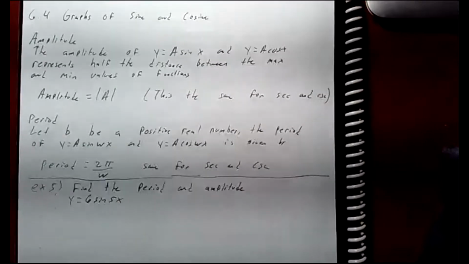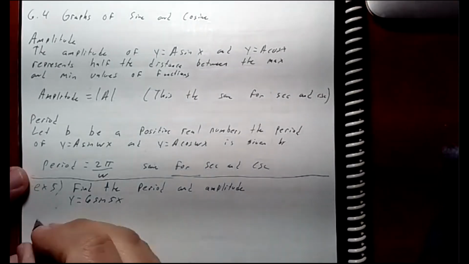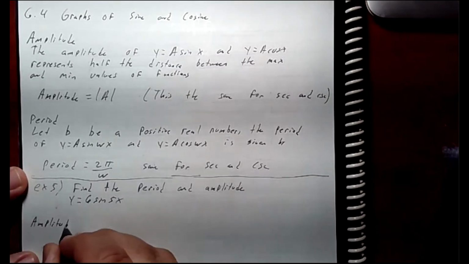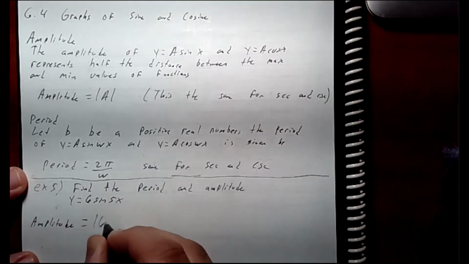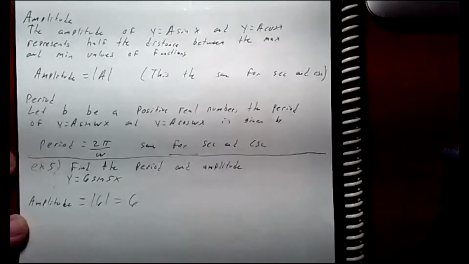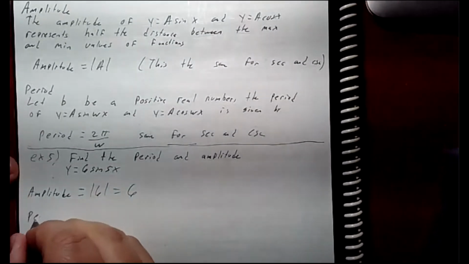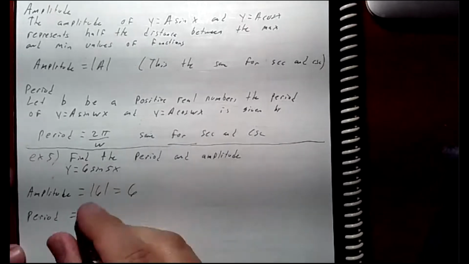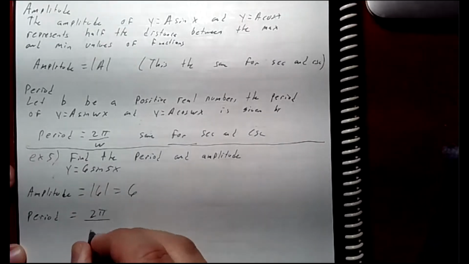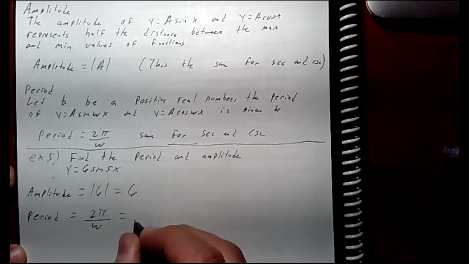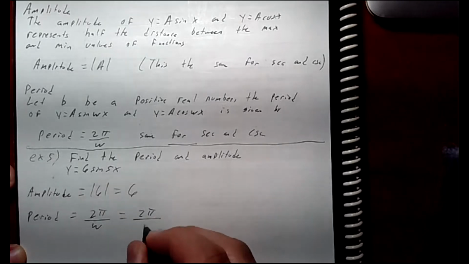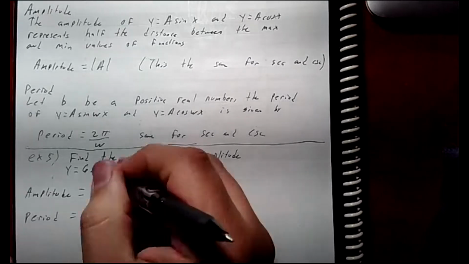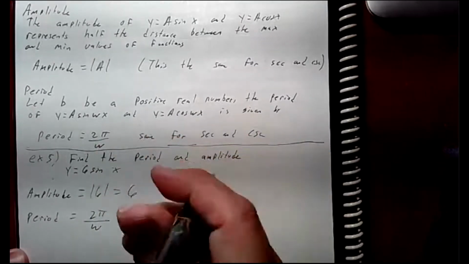So the amplitude is super easy. You just take the absolute value of the number in front of the sine function, which happens to be just the 6, right? Period is equal to, formula was 2 pi over omega, which is equal to 2 pi over 5. Oh, actually, it's supposed to be a 3 in the question.